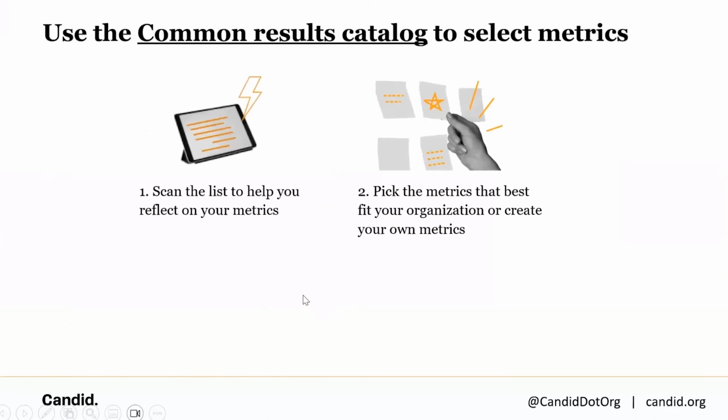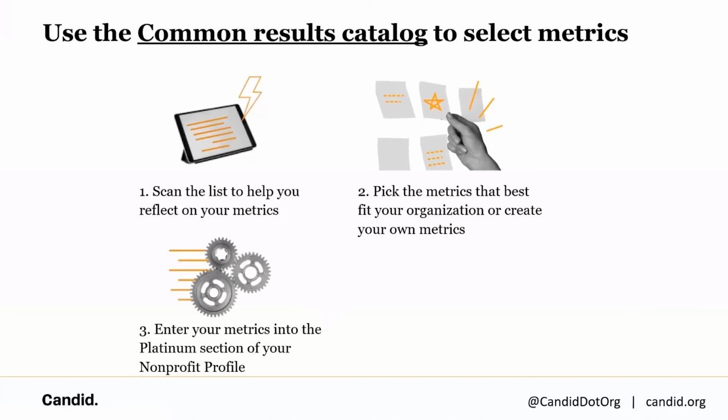We have what we call our common results catalog that tells you what some common metrics are. And also, as I said, this is specific to your issue area. So if you're an environmental group, there are particular metrics that you would use to measure those results versus an arts organization or a social justice organization. Those metrics are all going to be different. So our common results catalog, and we'll send you that link in the follow-up as well, will help you determine that when you're looking at evaluating your program.